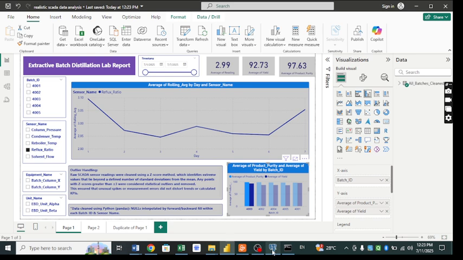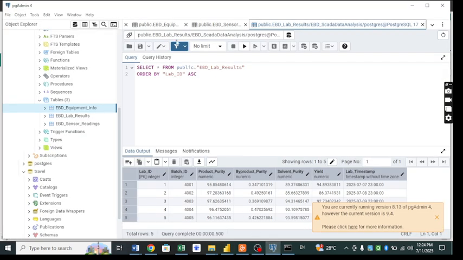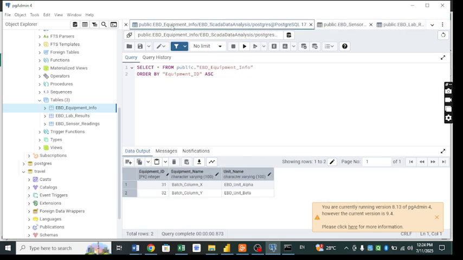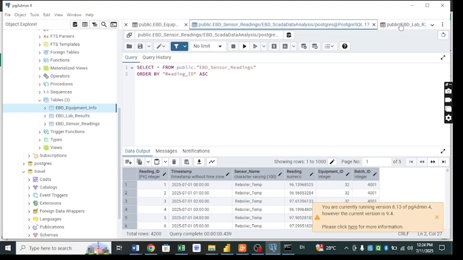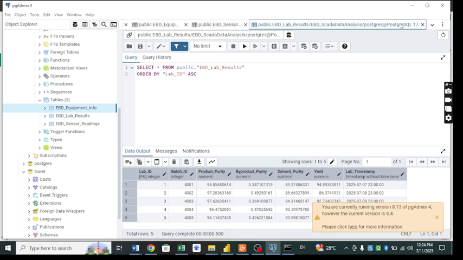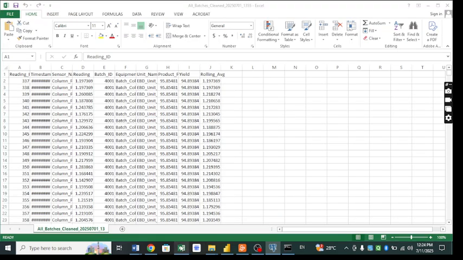So I combined equipment information, sensor readings, and lab results. I joined raw SCADA time series readings with equipment metadata and final batch lab results. This gave me the complete view from process operations to product quality.